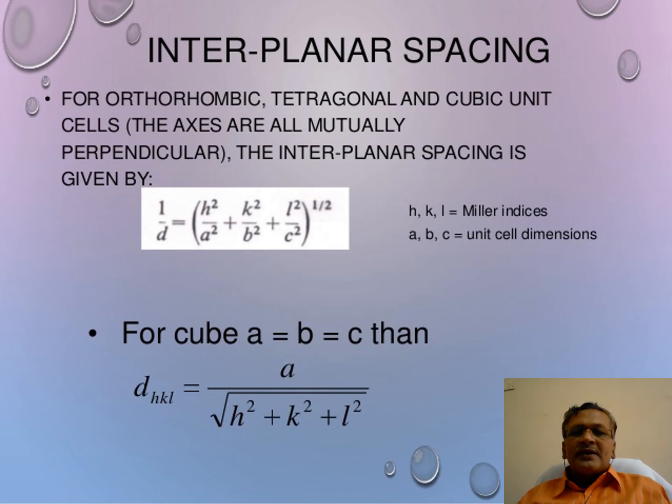In this way, the interplanar spacing formula changes depending upon the unit cell we have chosen. For cubic it is different, and for orthorhombic, tetragonal, triclinic, monoclinic, trigonal, hexagonal and rhombohedral it is different. Depending upon the lattice, this formula will change, and accordingly we should prepare the formula and substitute the values, then calculate the interplanar spacing for a particular unit cell.